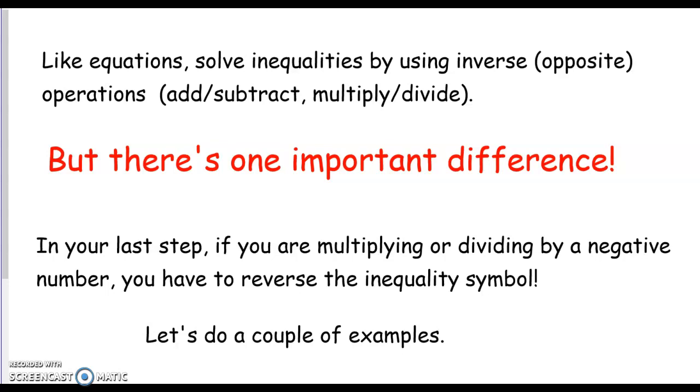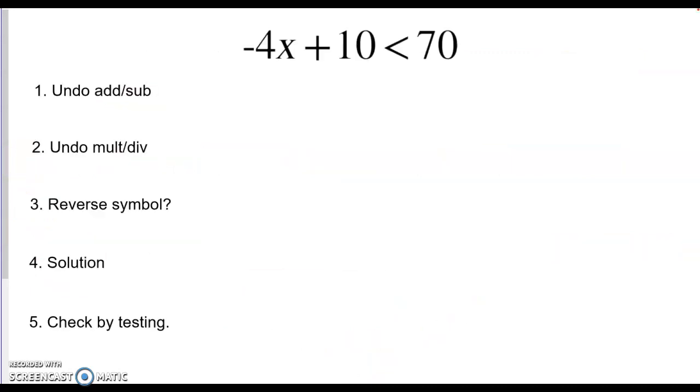All right, just like equations, we solve inequalities by using inverse or opposite operations. Okay, but there's one really important difference that you're going to have to remember. In the last step, when you're multiplying or dividing, if you are multiplying or dividing by a negative number, you have to reverse the inequality. So less than becomes greater than, and greater than becomes less than. A little confusing, but practice will get you used to that. Okay? All right, let's try a couple of them.